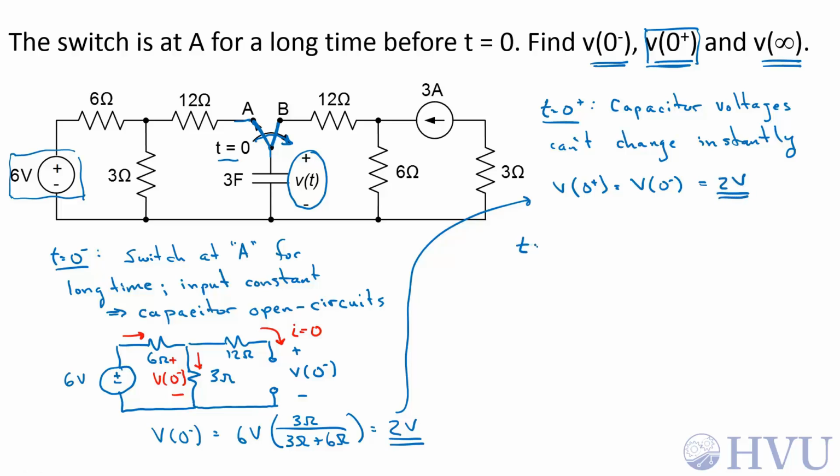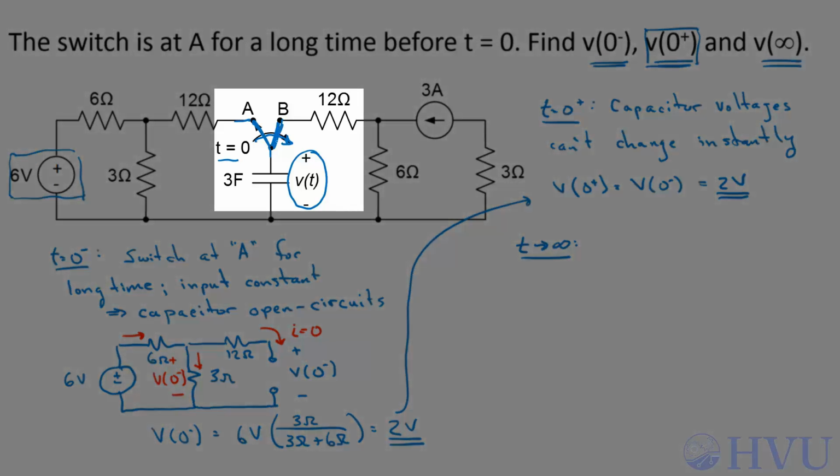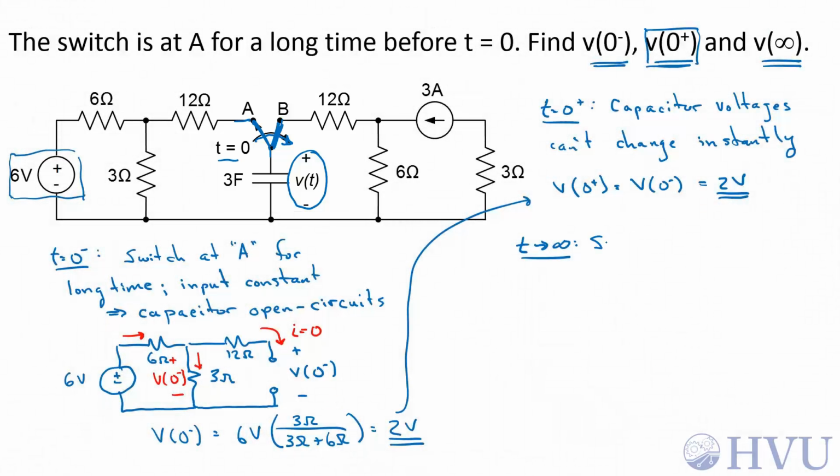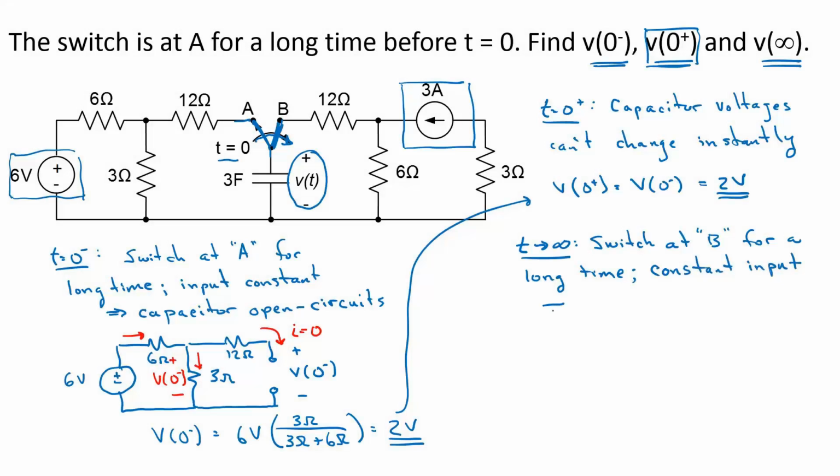As t goes to infinity, the switch is now in position B. It's been at position B for a long time. And the input to the capacitor is this 3 amp source, so it's a constant input. Under these conditions, the capacitor again becomes an open circuit. So the capacitor looks like an open circuit. This voltage is V of infinity.